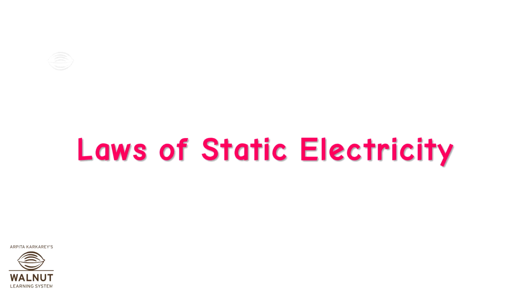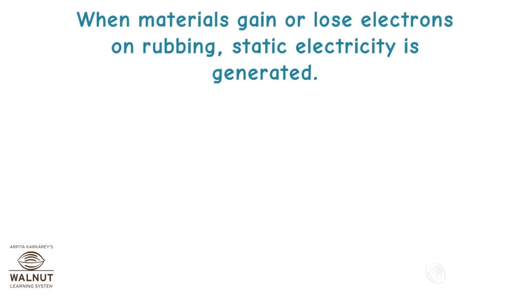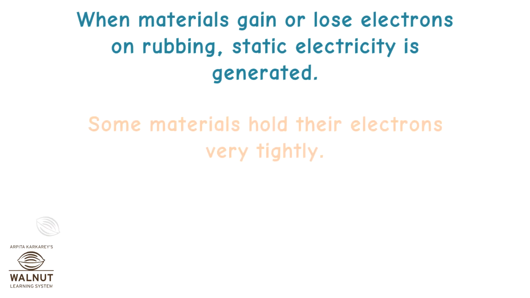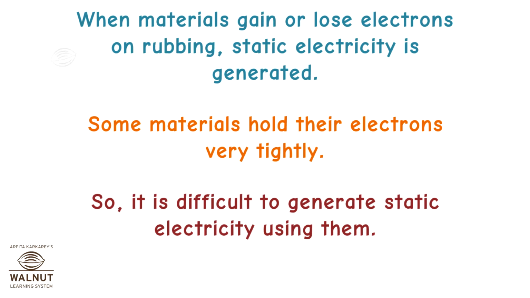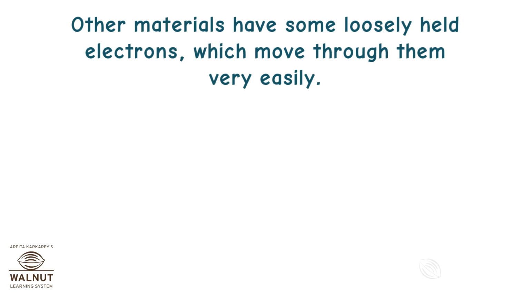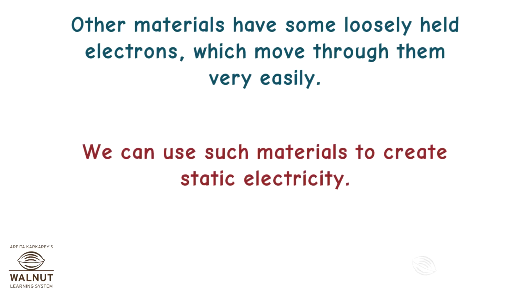Static electricity. Transfer of charge. How they behave. Laws of static electricity. When materials gain or lose electrons on rubbing, static electricity is generated. Some materials hold their electrons very tightly, so it is difficult to generate static electricity using them. Other materials have some loosely held electrons which move through them very easily. We can use such materials to create static electricity.